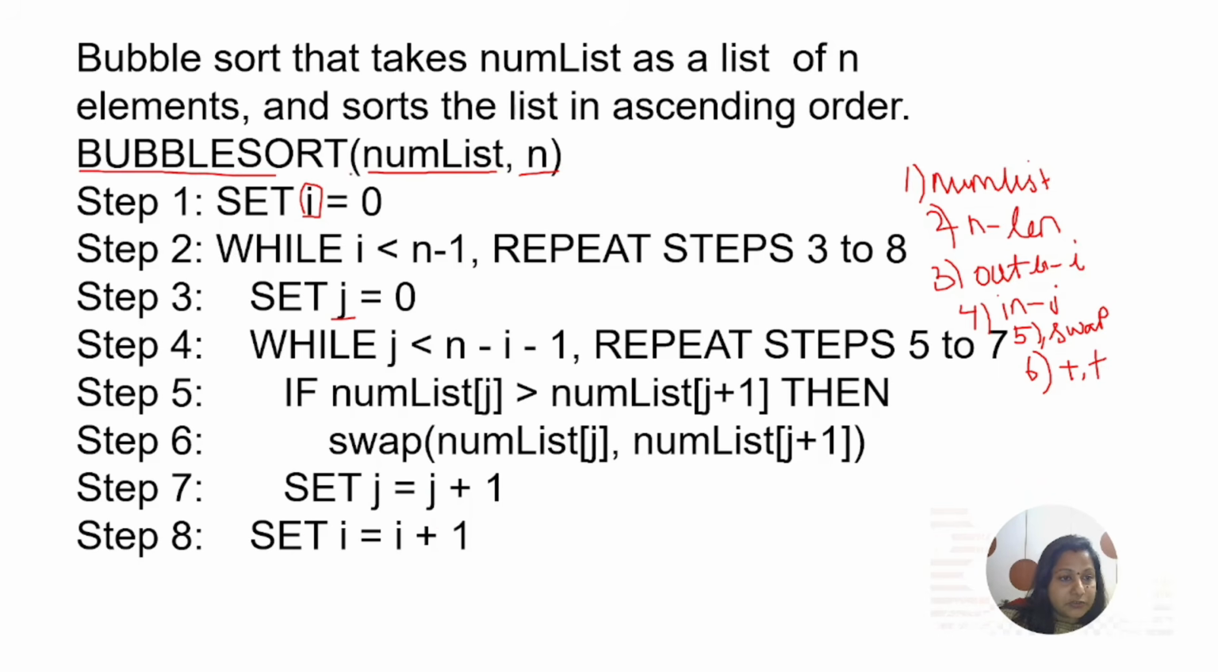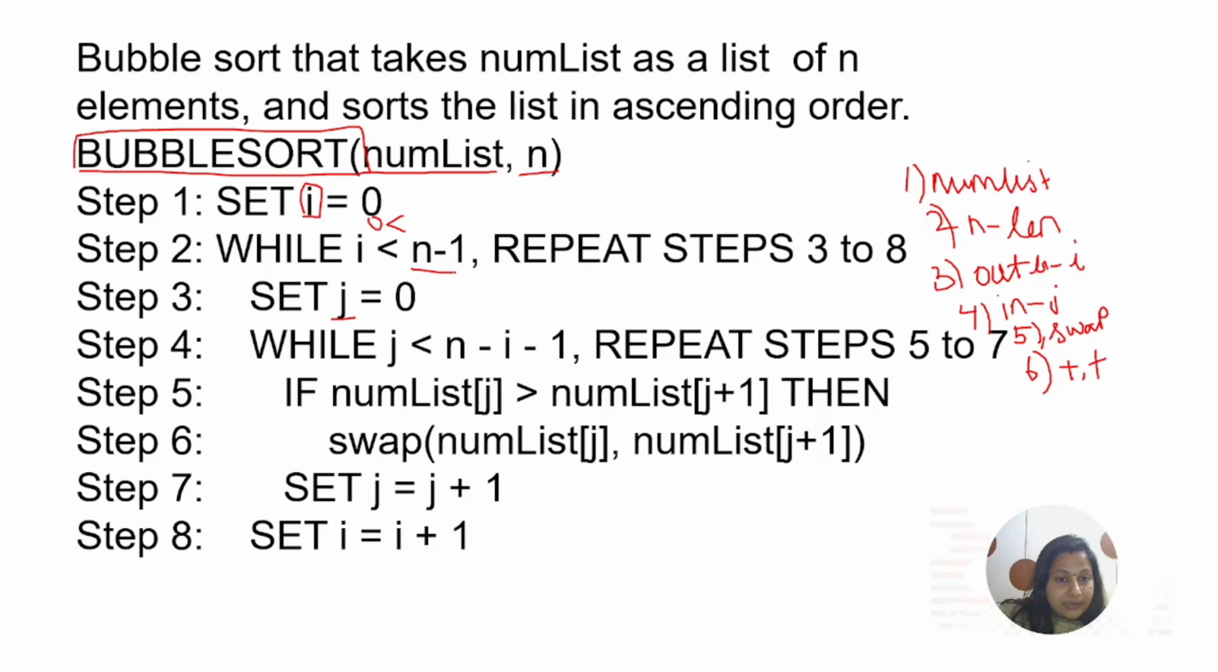The first one is a bubble sort. This is my name of the function and I am passing 2 arguments here, num list and n. Num list is the name of the list and n is nothing but the length of the list. Now I am setting the outer loop, i equal to 0. Now while i is less than n minus 1. What is i here? It is 0 for the first iteration and less than n minus 1.